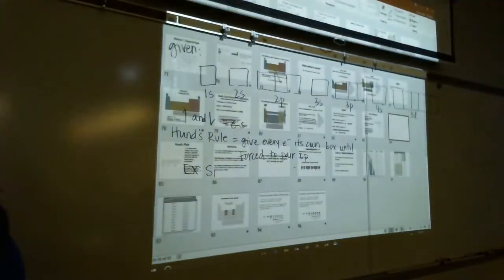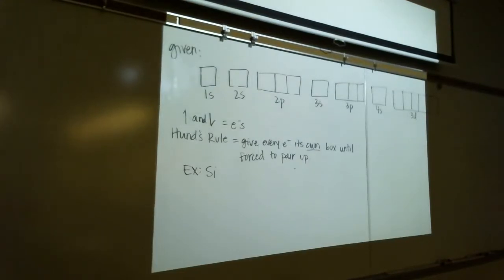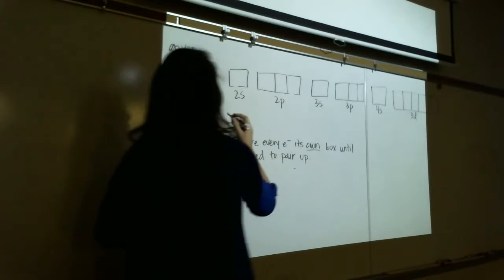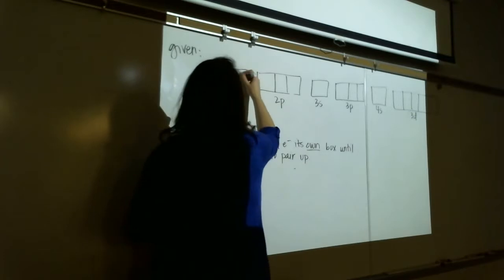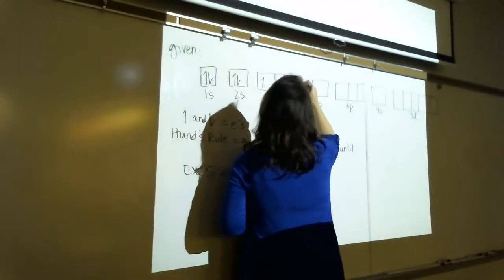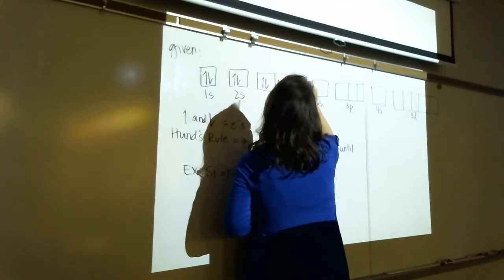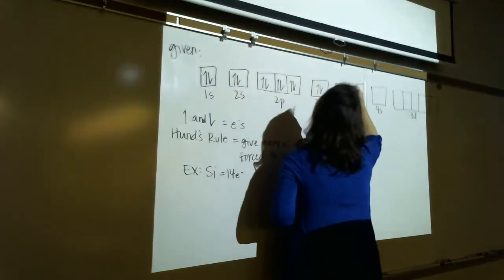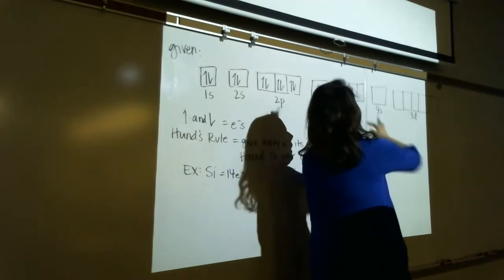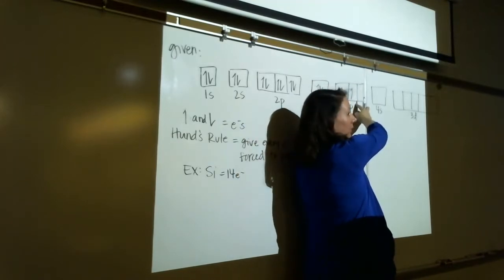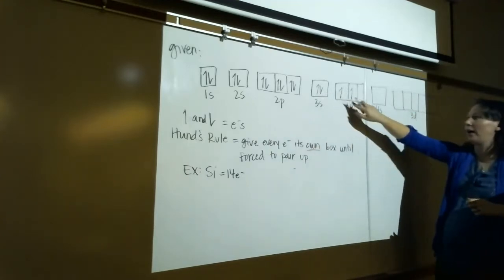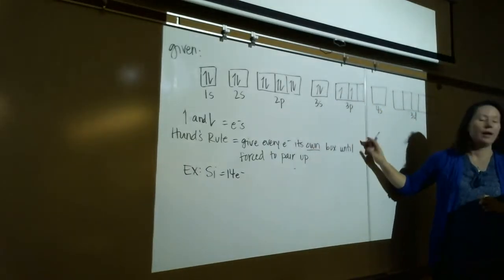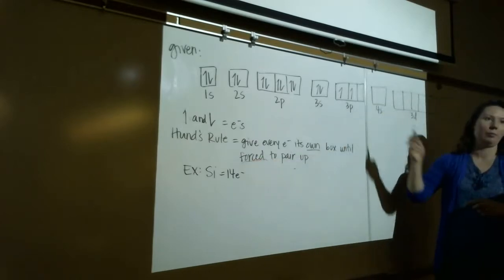All right, let's see what you came up with. We're doing silicon, 14 electrons. 1, 2, 3, 4, 5, 6, 7, 8, 9, 10, 11, 12, 13, 14. Do you have the last two in their separate boxes? If you have these two together in the same box, put -1/2 on your page. Because you want to give every electron its own box until you are forced to pair them up.